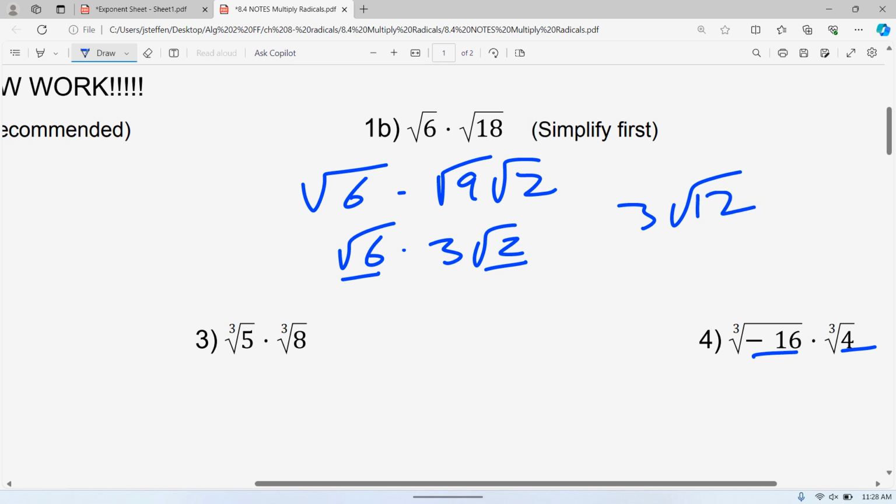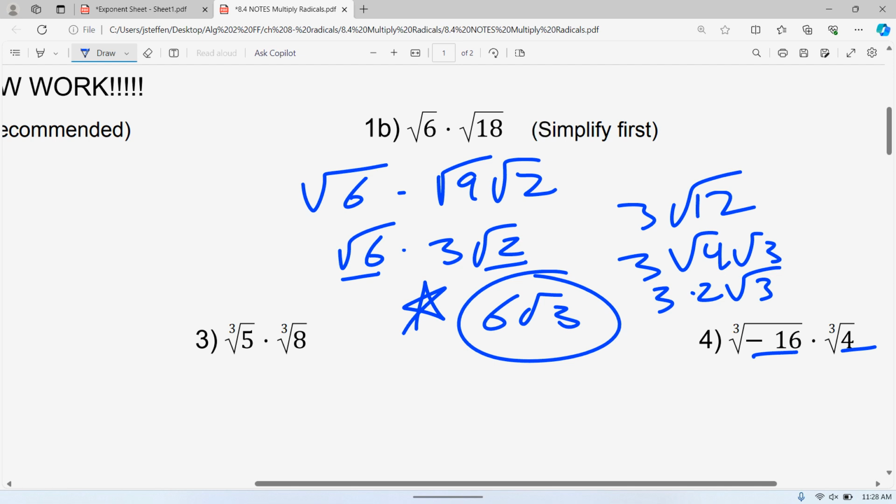The problem is, now you can reduce 4 times 3. Square root of 4 is 2. So you end up with 3 times 2 times the square root of 3, which is 6 root 3. So that's your final. That's what we got before.